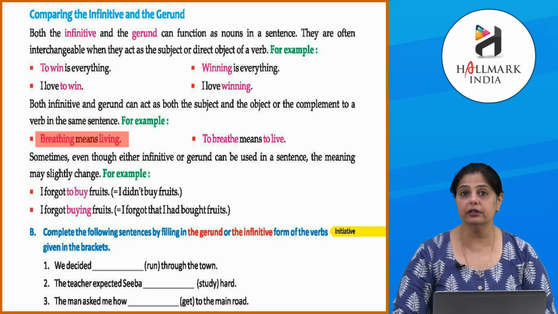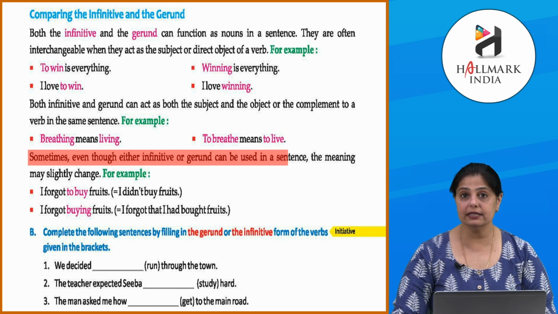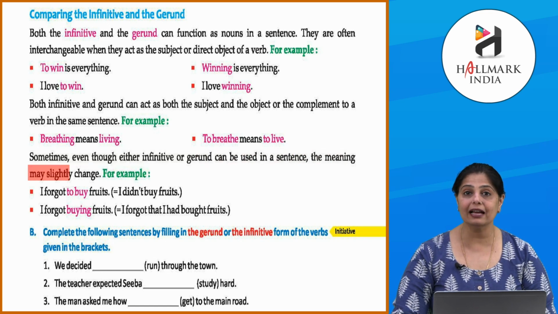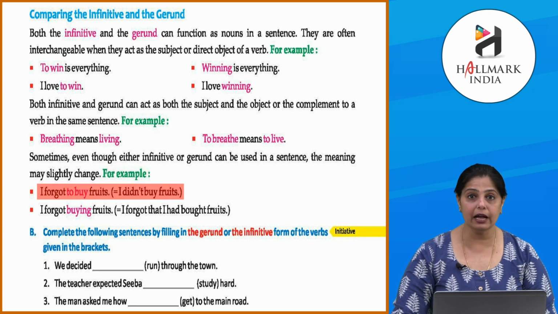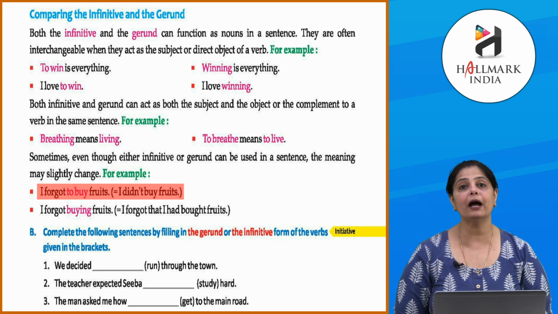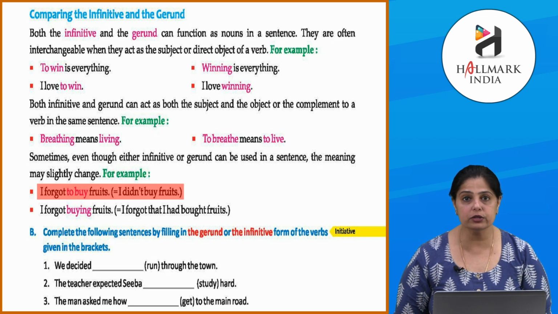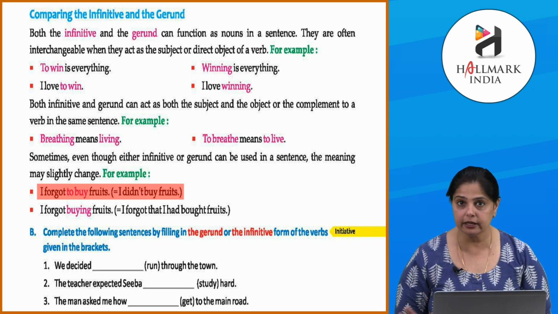Breathing means living. To breathe means to live. Sometimes, even though either infinitive or gerund can be used in a sentence, the meaning may slightly change. For example, I forgot to buy fruits. I didn't buy fruits. मतलब it means the same thing. I forgot to buy fruits मतलब I didn't buy fruits. मैं भूल गया fruits लेने, मतलब मैंने लिए ही नहीं, खरीदे ही नहीं, right?